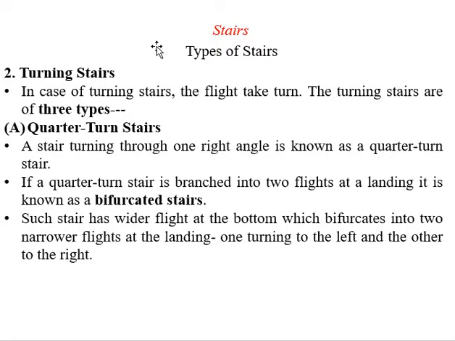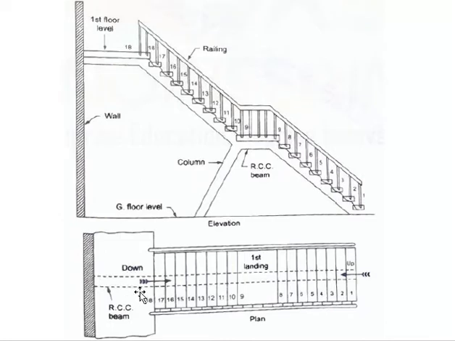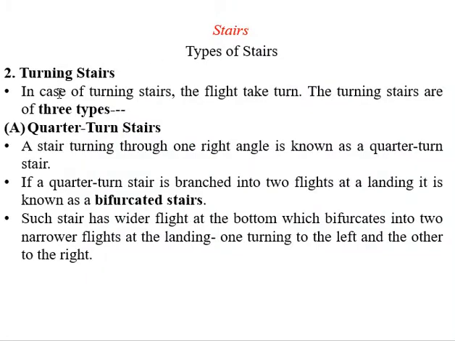Next type of stair is the turning stair. The problem with this type of stair was that we are not taking any type of turn. This is the landing, we are not taking a turn from here. So in the turning type of stair, what we are going to do is take a turn, either left or right, from this place. If that facility is provided by any type of stair, that will be known as a turning stair.